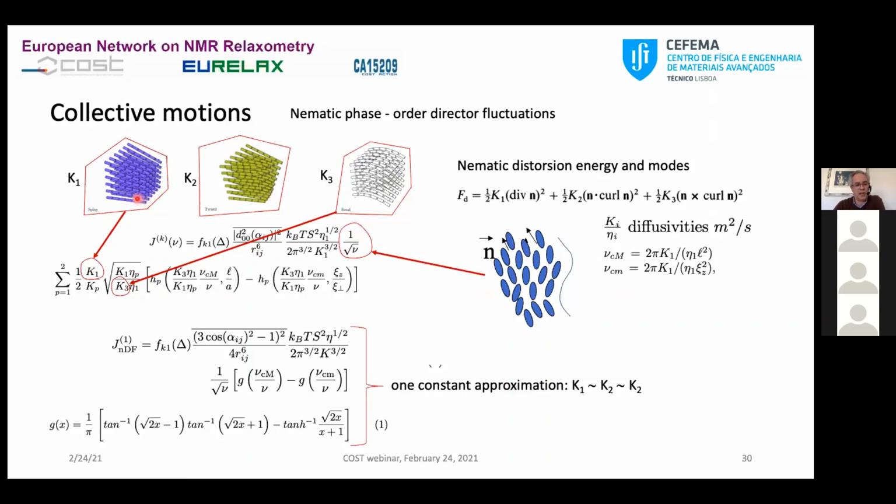And due to this distribution of fluctuations and these distortion modes, it turns out that the relaxation rate that is obtained will depend on the square root of the frequency in the case of the nematic fluctuations. And the interesting thing is that there are two natural limits for these fluctuations.